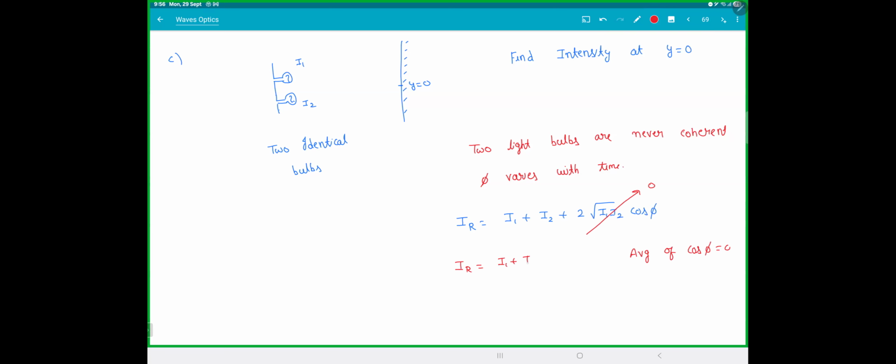This is what is actually happening in your room right now. When you switch on two bulbs, there is no interference pattern. The entire room will be uniformly illuminated. So there will be no interference pattern and the whole screen will have an intensity of I1 plus I2. The answer is I1 plus I2. So these are incoherent sources. If they use incoherent sources, what is the intensity? I1 plus I2, just add them.